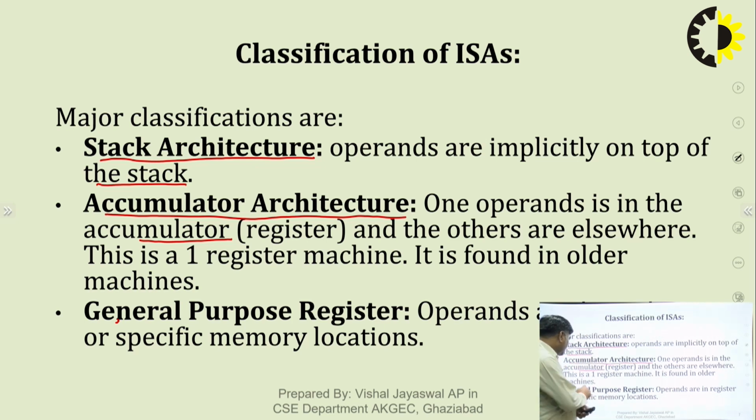Next is general purpose registers. Here, operands are in registers or in a specified memory location. Basically, in general purpose register architecture, we have the option for the operands to be stored either in registers or in a memory location.